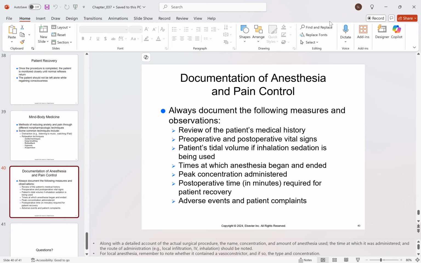The last thing we're going to talk about in this lecture is documenting. So, we're always going to want to document the following measures and observations. We're going to review the patient's medical history, preoperative and postoperative vital signs, the patient's tidal volume if inhalation sedation is being used, the times at which anesthesia began and ended, the peak concentration administered, postoperative time in minutes required for the recovery, and any adverse events or patient complaints.